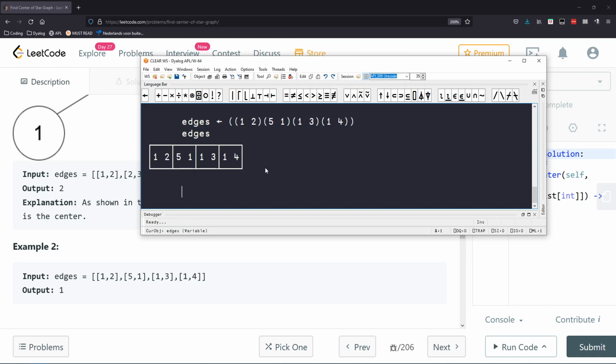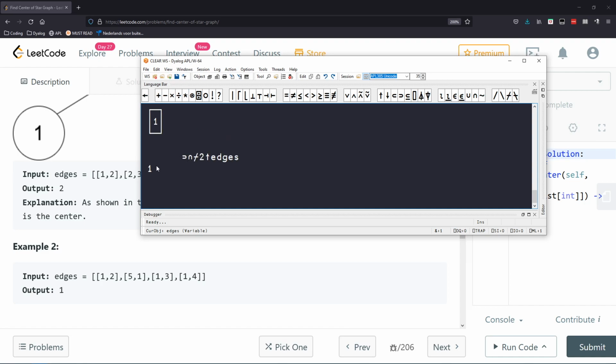How can we solve this? Well, it's simple. We only need to look at the first two edges, so we can do a two-take, and then we can, where's the symbol? We can intersect the two edges with a reduction. And then we can pick the only element that's in there to retrieve the center. Well, that's it. This is the only thing we need to do.